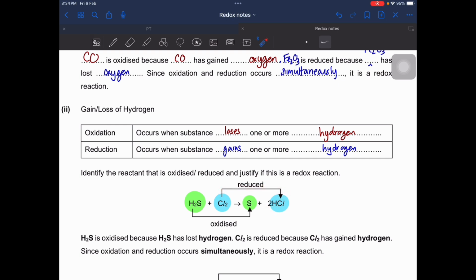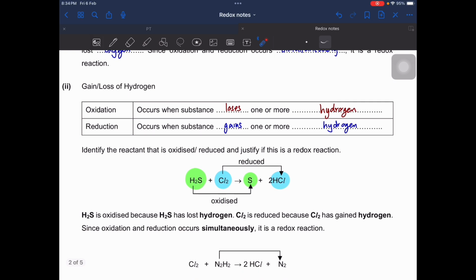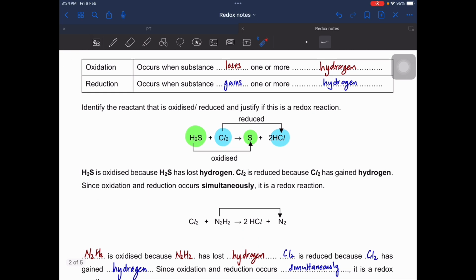And since both oxidation and reduction occur simultaneously, this is what we call a redox reaction. Okay, I hope you are following so far. This is the second method in terms of how to look at whether something is being oxidized or reduced. Let's take a look at another example here.